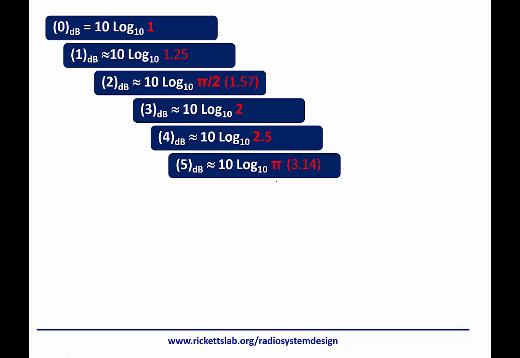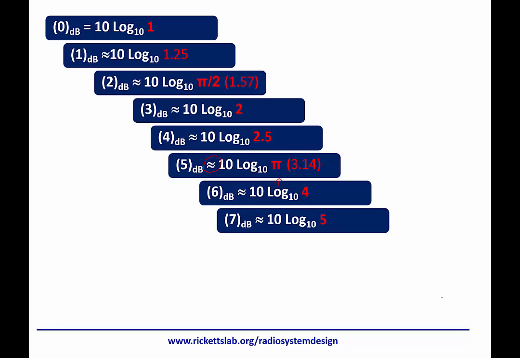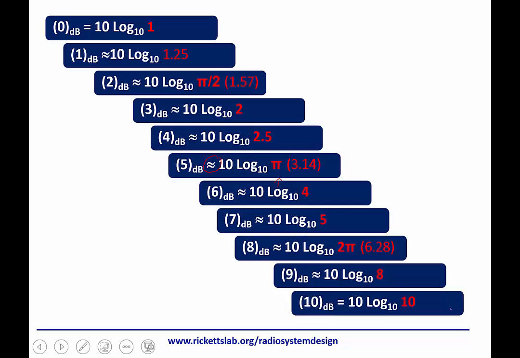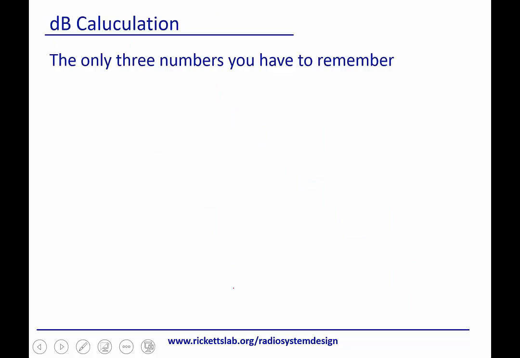By the way, if you're wondering why pi is magically 5, please notice that these are approximations. We're just using pi because it's convenient and it's close. If you do this exact calculation, it's not exactly 5. So there's no magic here. It's just we all know pi is roughly 3.14 and it's easy to remember. 4 is 6, 5 is 7, 2 pi is 8, 8 is 9, that's kind of interesting, and then of course final one, the log of 10 is simply 10. Now this is kind of a fun exercise, but there's really only 3 numbers you need to remember. Okay?